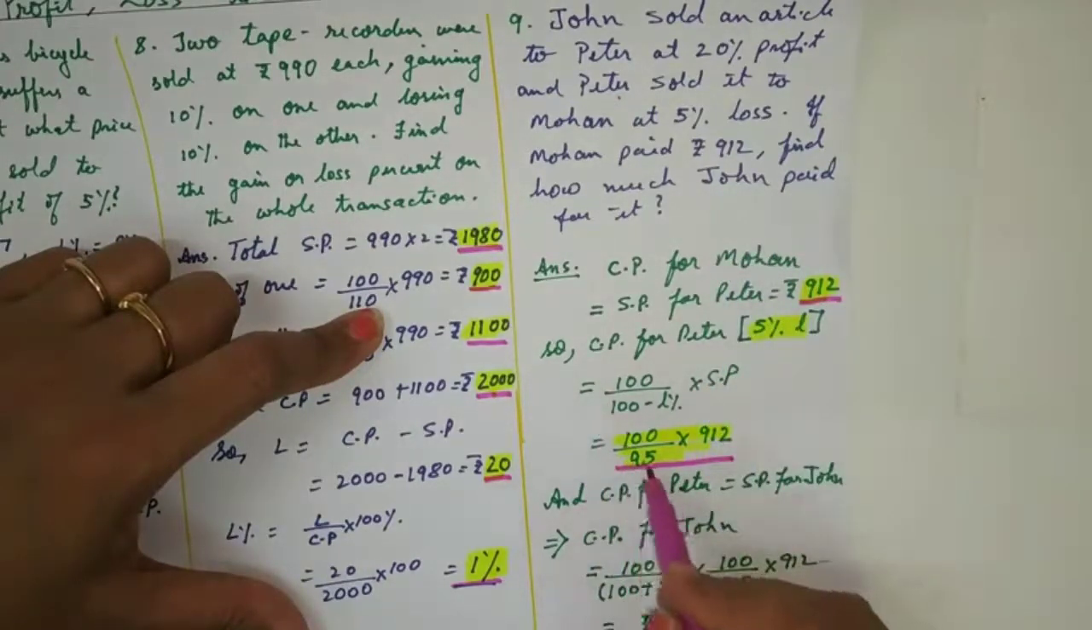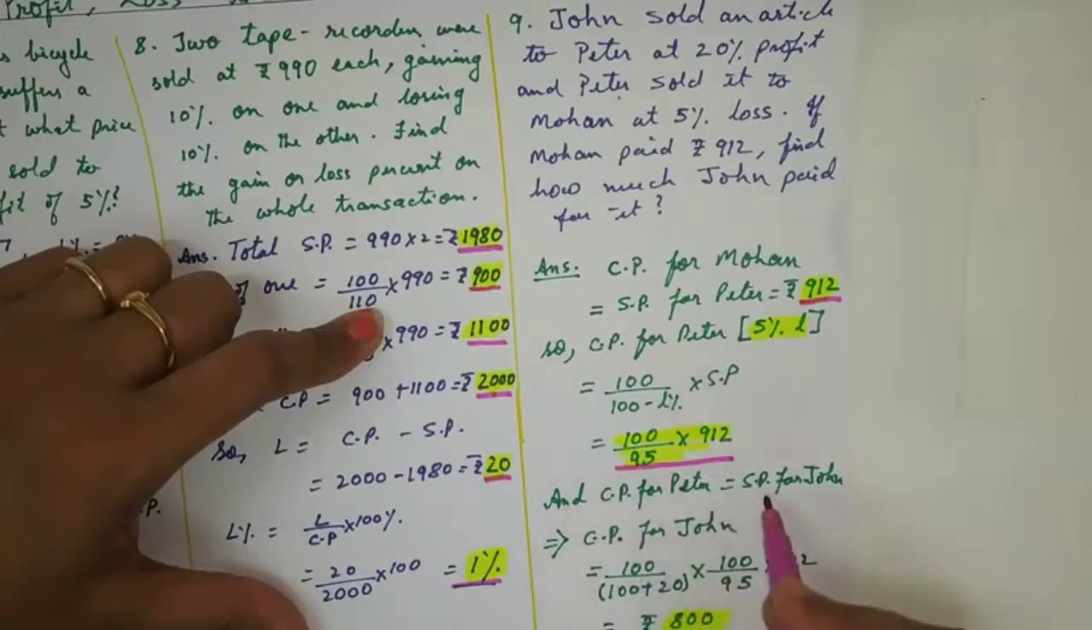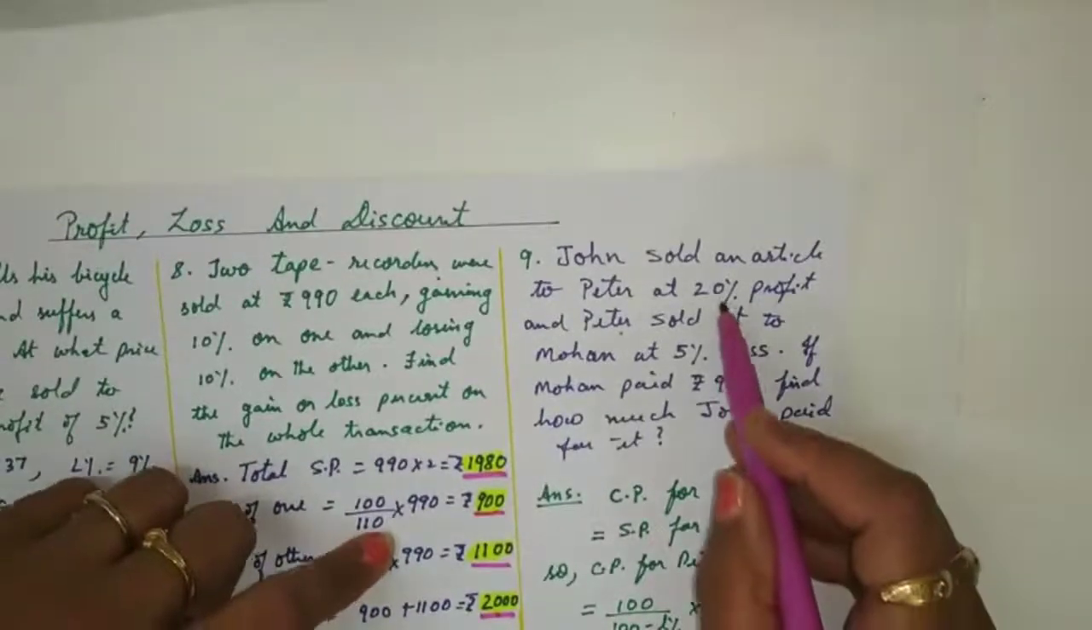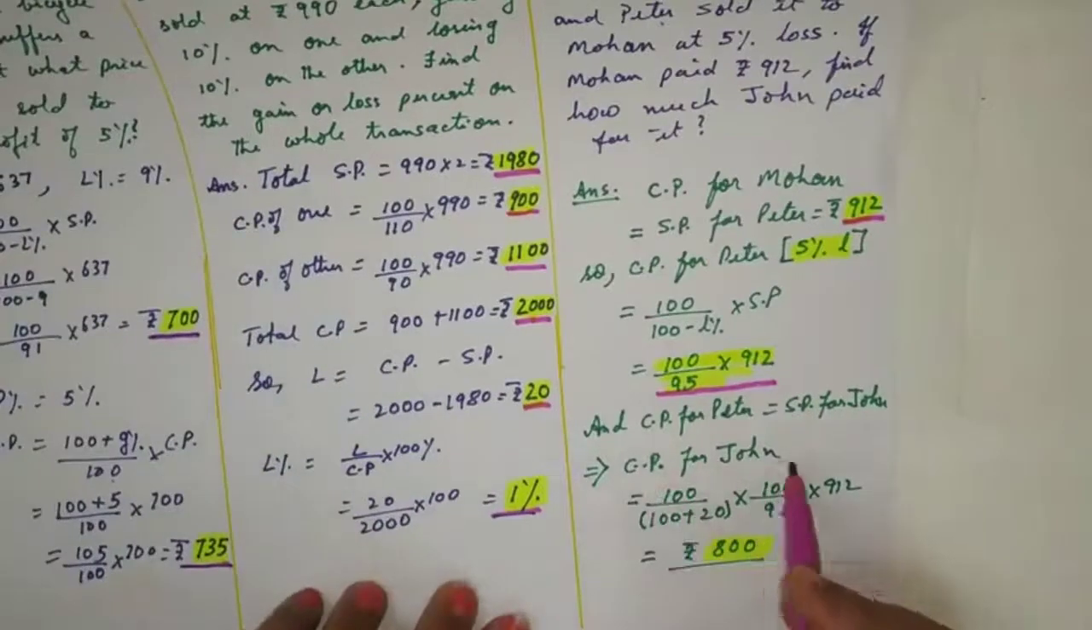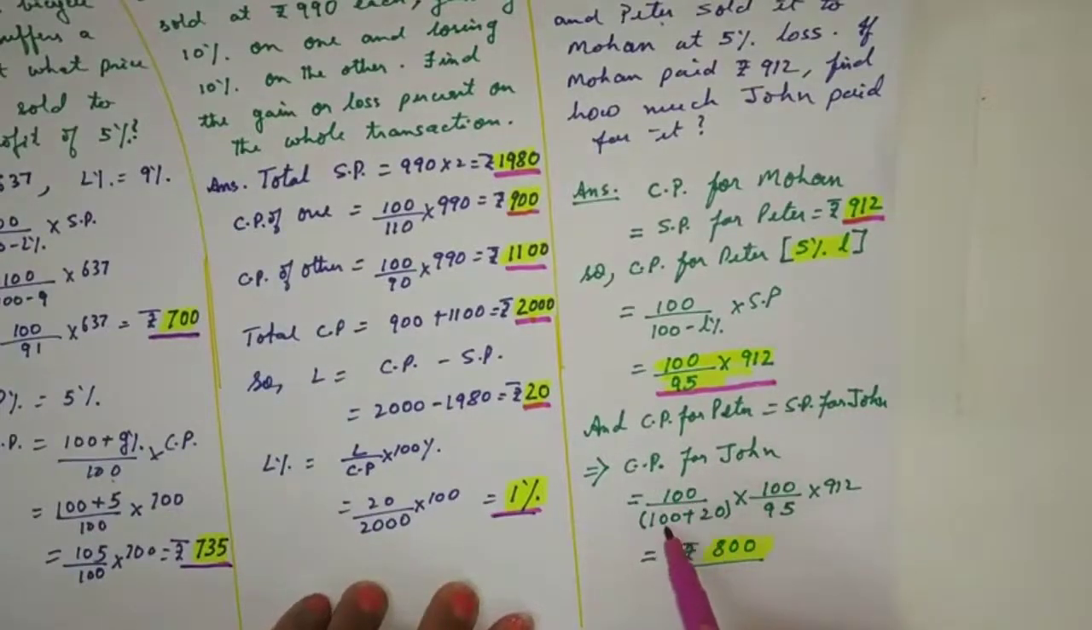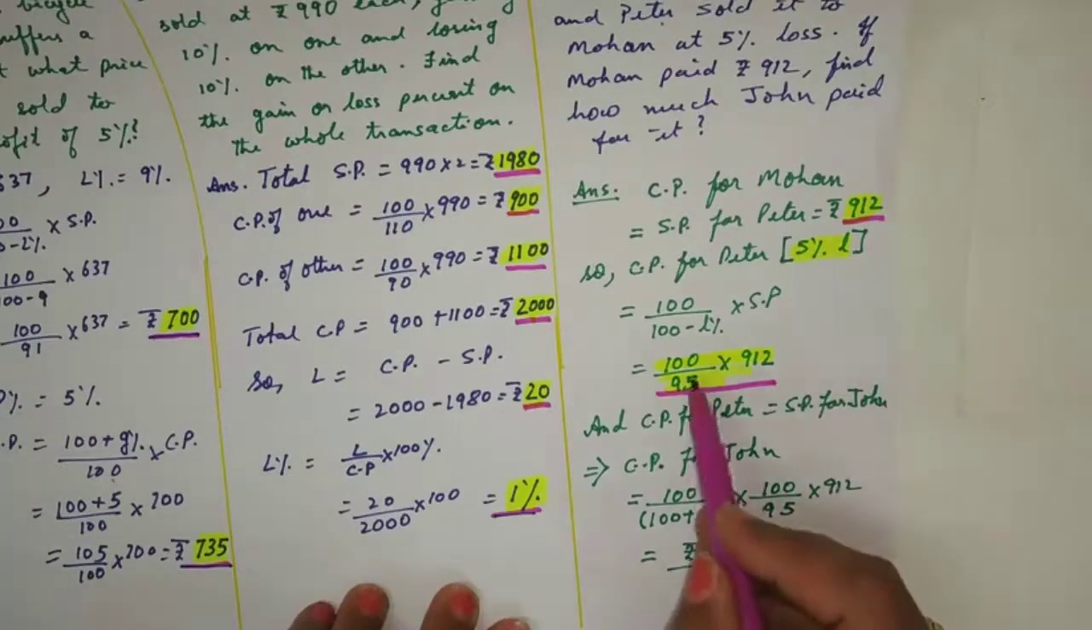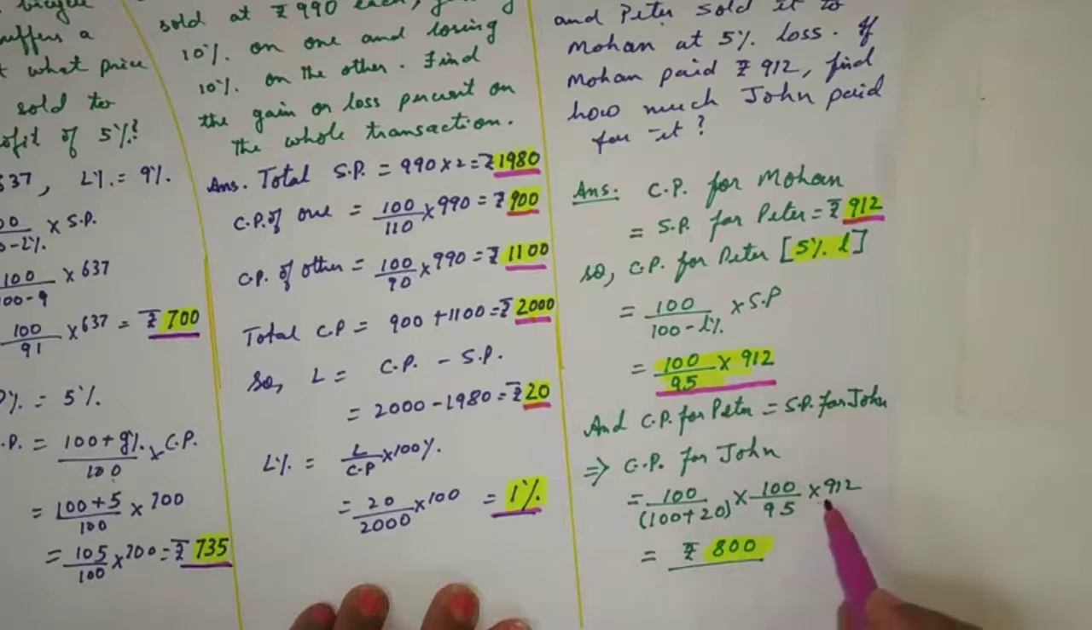Here we got the cost price of Peter, which is actually the selling price for John. So in this transaction of John to Peter, there was a profit of 20%. So the cost price for John is 100 by 100 plus gain percent, that is 100 plus 20, into the selling price, which is now 100 by 95 into 912, and we got the answer as 800.